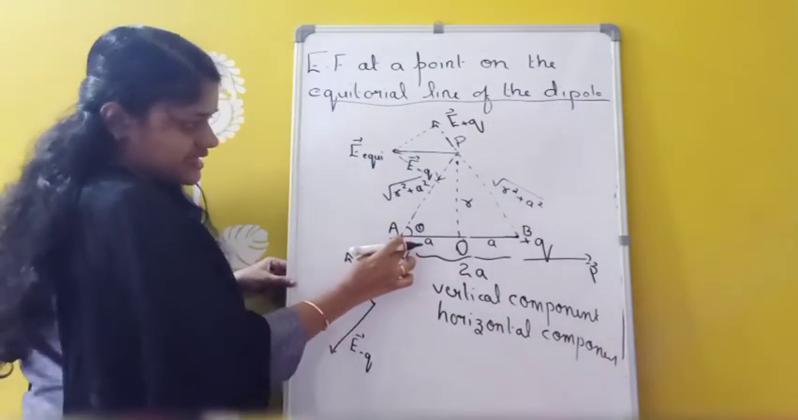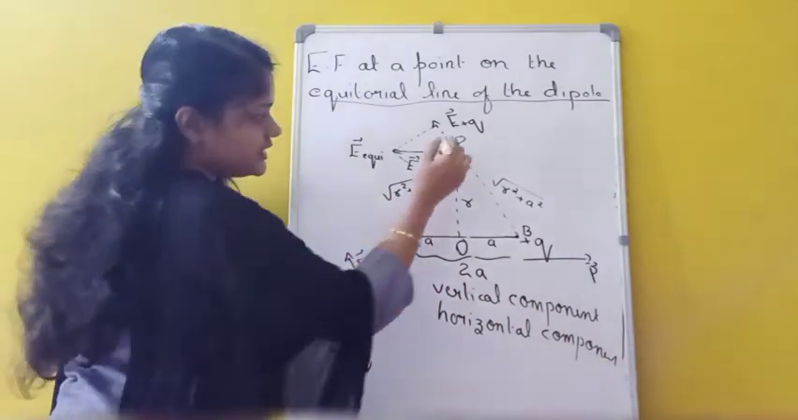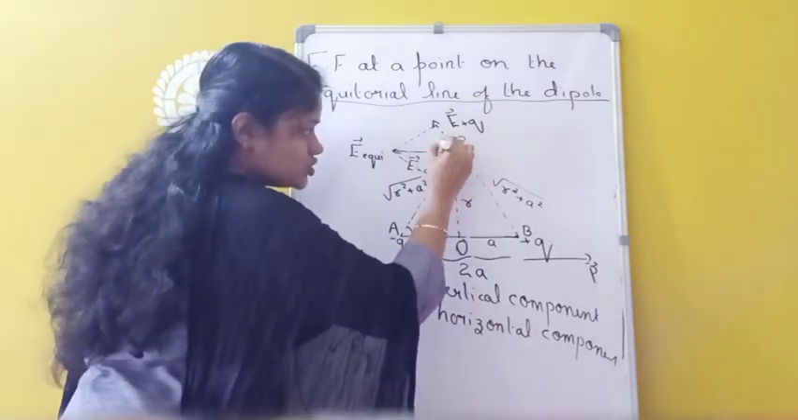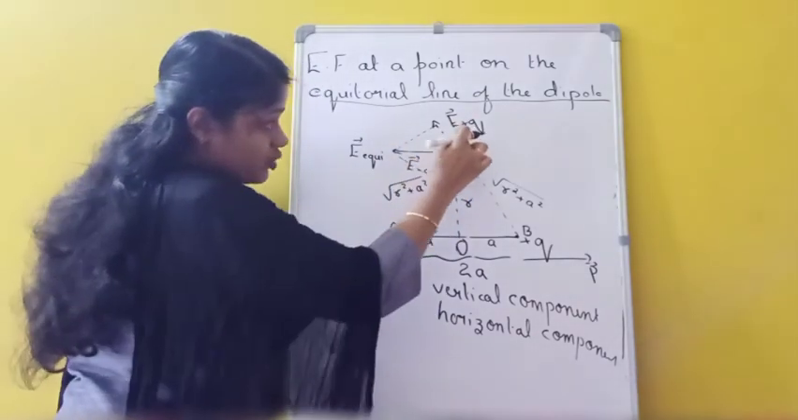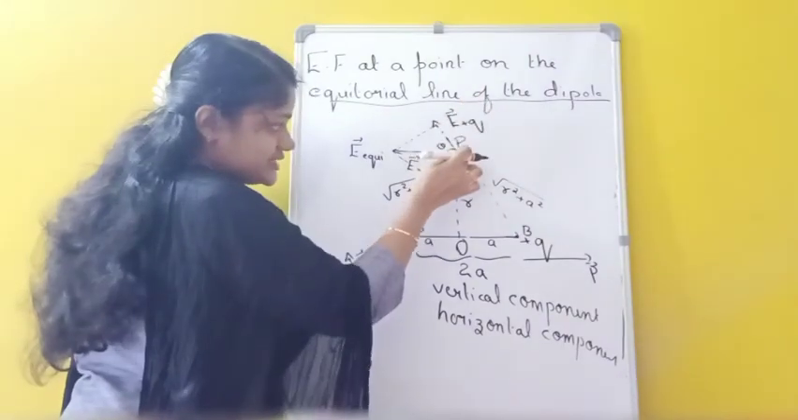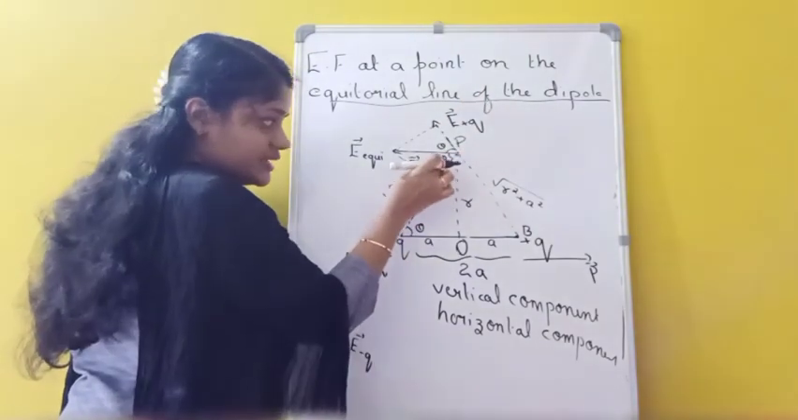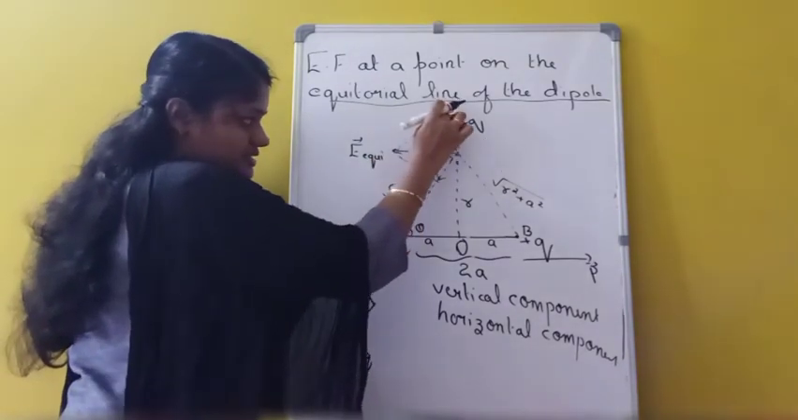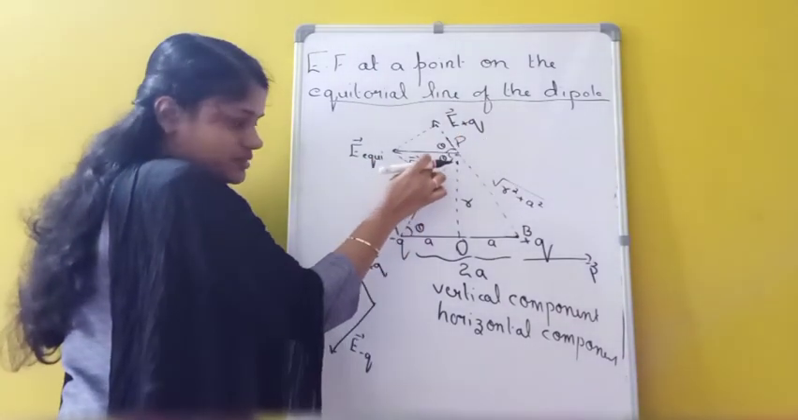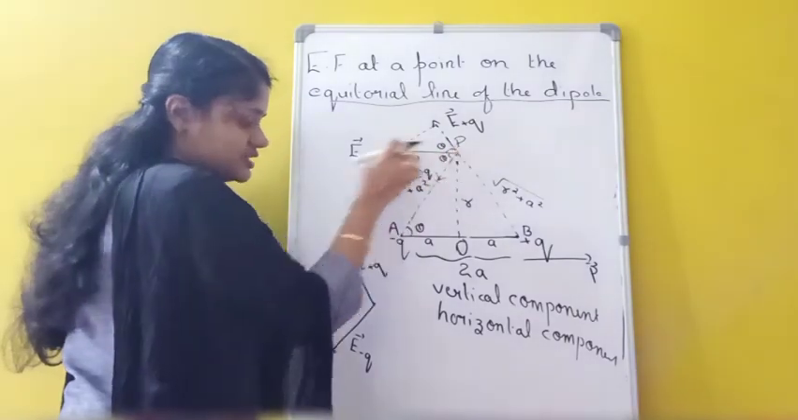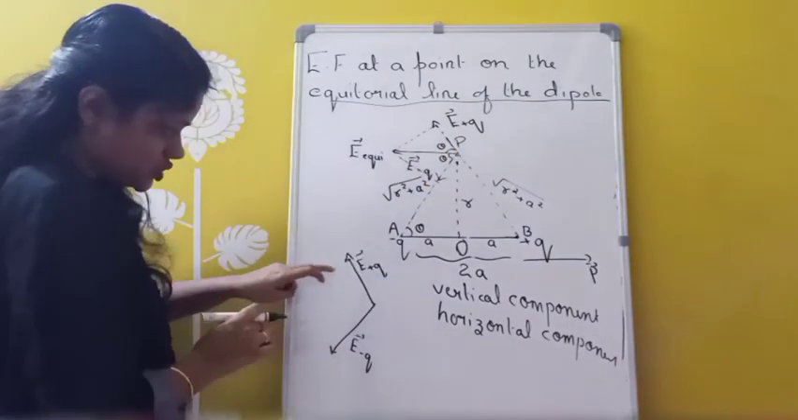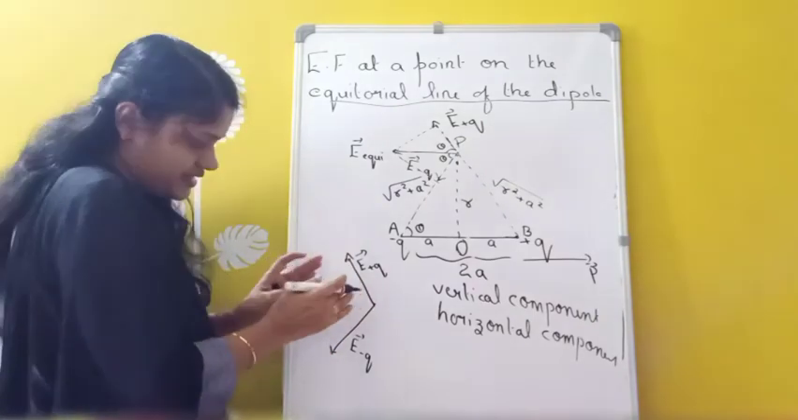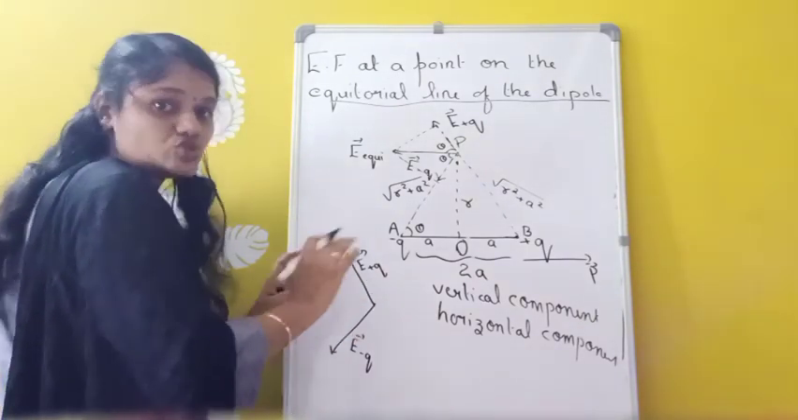And here this angle is taken as theta. That means this angle also theta, and this angle also theta. That means both this E plus Q and this E minus Q will make the same angle theta with the horizontal. Clear? Both the vectors E plus Q and E minus Q will be making the same angle theta with the horizontal. Okay. So now I told you this E plus Q and this E minus Q are in a plane, and we can resolve these two vectors into two components.